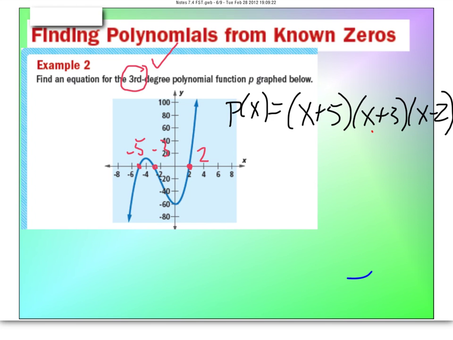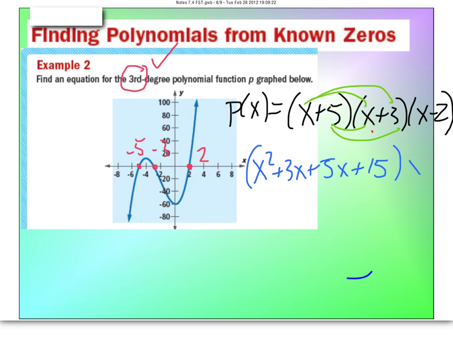Now, if they want this in standard format, I'm going to have to do 2 sets of multiplication. So the first thing I think I'll do is distribute this right here. So let's go ahead and do that. And that's going to give us x squared plus 3x plus 5x plus 15. And then I have the x minus 2 still. I'm going to add my like terms. So that's going to give me x squared plus 8x plus 15 times x minus 2.